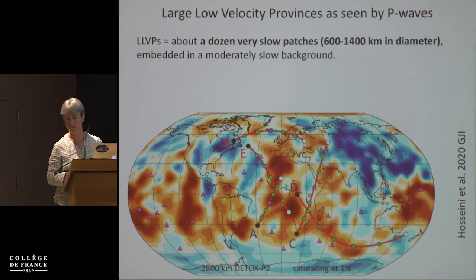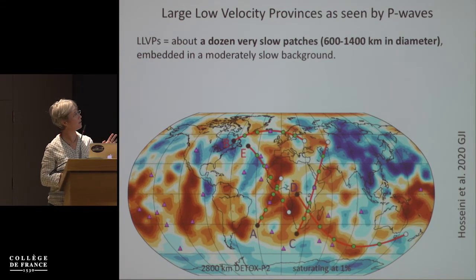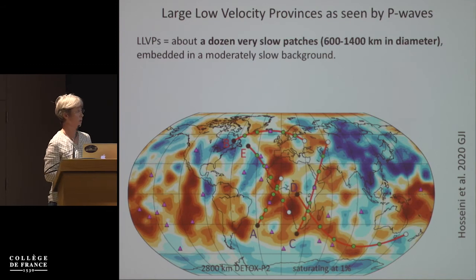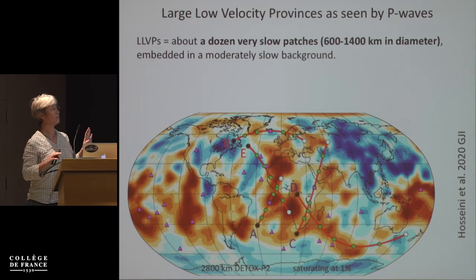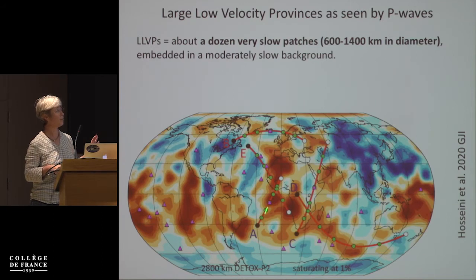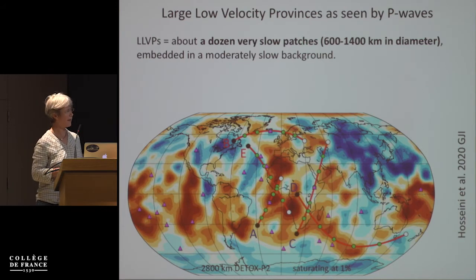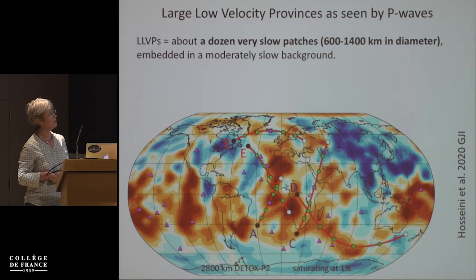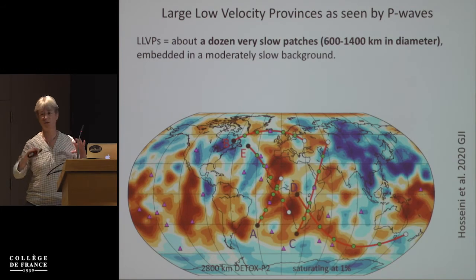And the large low shear velocity provinces. We've briefly looked at them, and now this is a different map projection. So now we're centered on Africa and South America. And please just disregard all of these cuts. They have nothing to say. The triangles are hotspots.